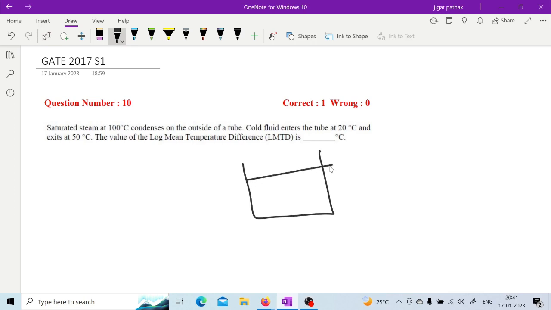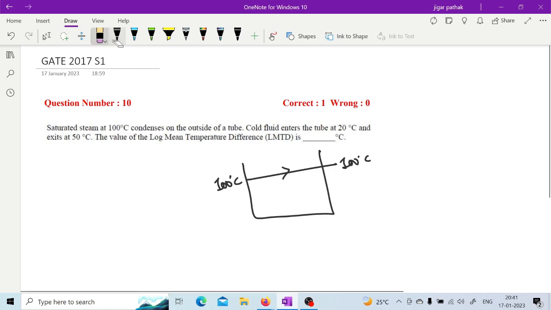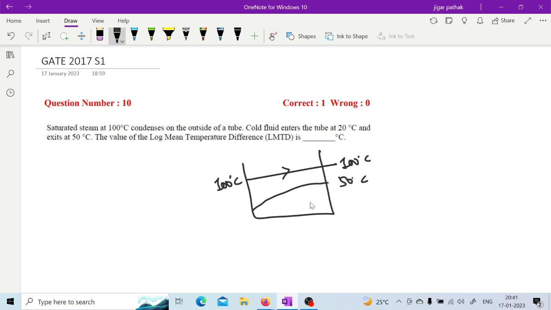So basically what happens here is that for saturated liquid it will remain at 100 degrees centigrade, while for the cooled fluid it will increase. Actually this much, it is 20 to 50. So we can say, let us say, 20 to 15. So for this you need to calculate LMTD, that is delta T1 is 80, delta T2 is 50, and LMTD. Correct? This way only you can get your answer, right?